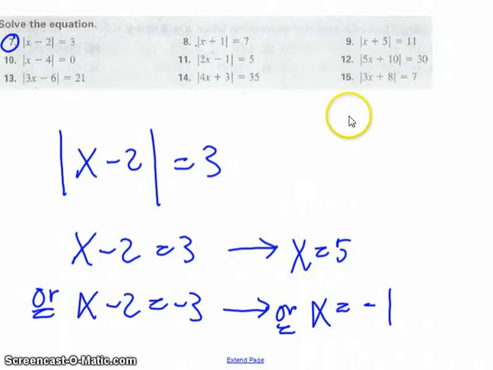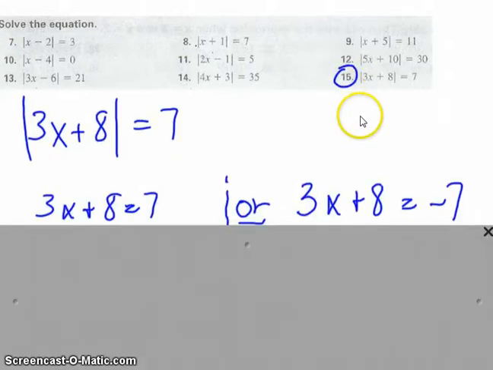Let's look at a slightly more complicated problem. Let's look at number 15 here. Now I've got 2 different things going on inside the absolute value. I'm adding 8, but I'm also multiplying by 3. Well, without the absolute value bars, 3x plus 8 could be 7, but it could also be negative 7.